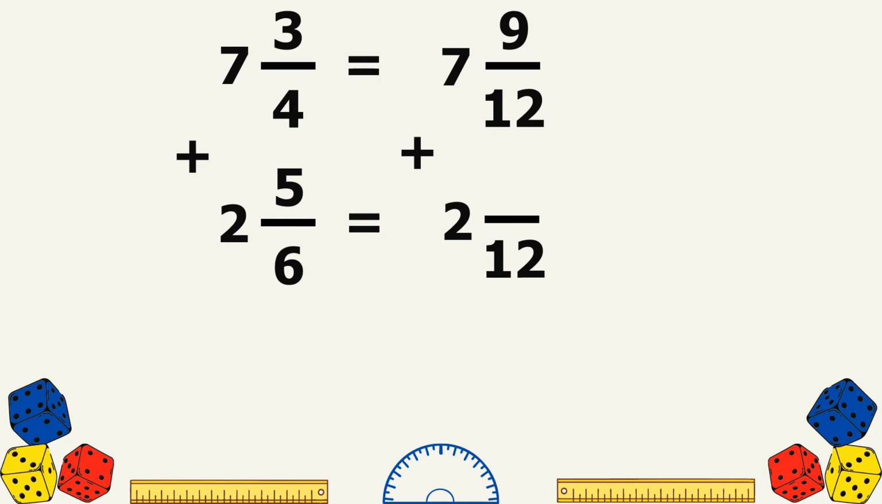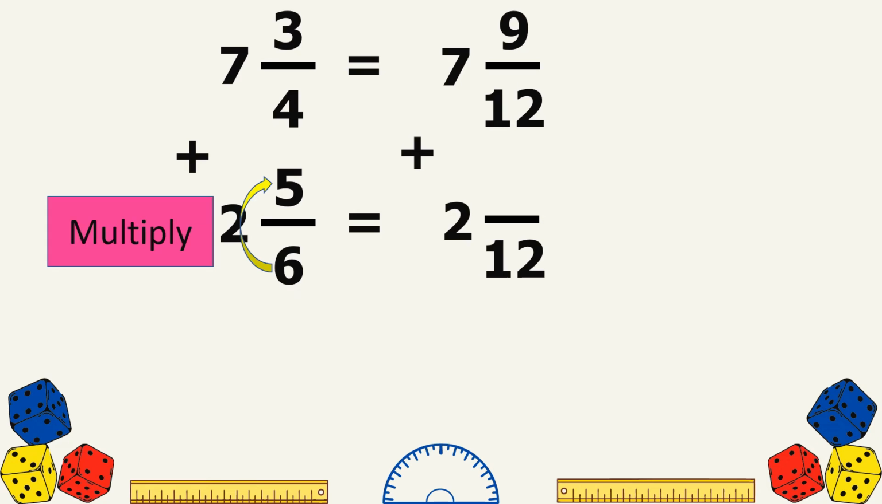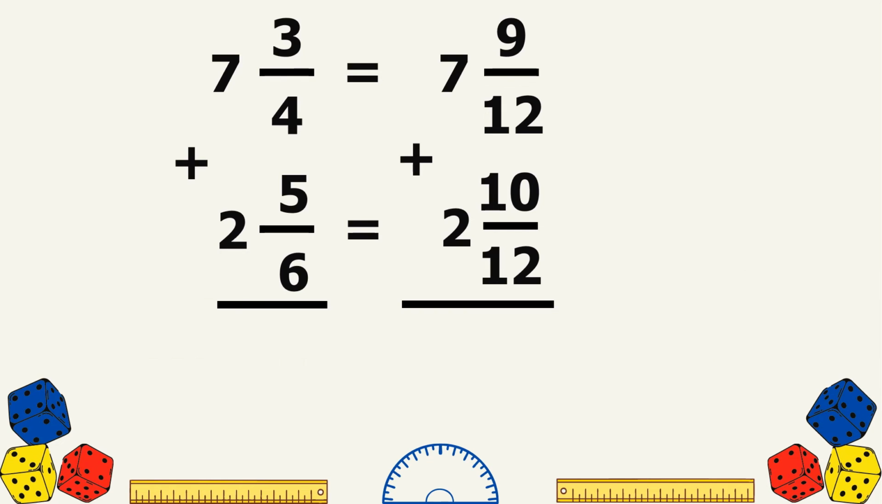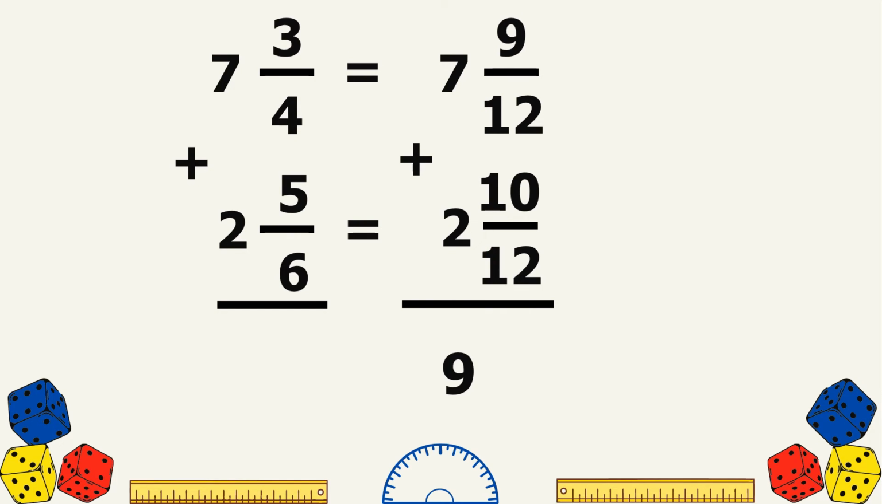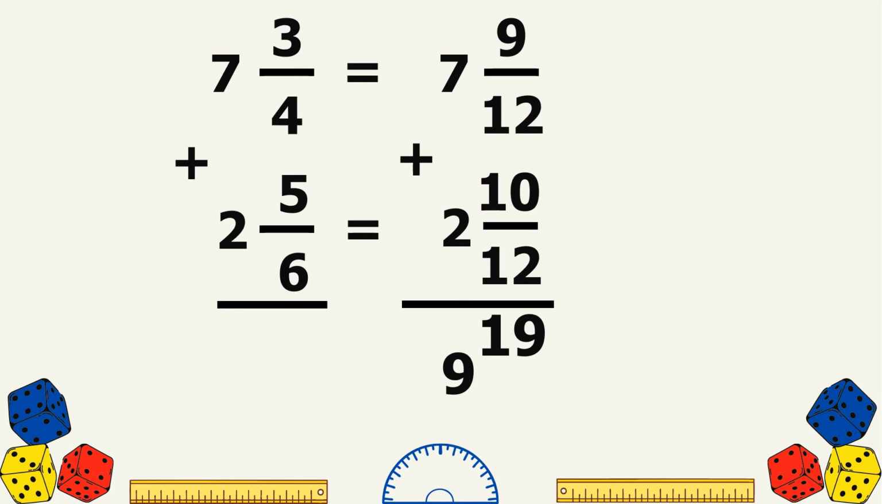Let's also find the new numerator of the second fraction. Let's divide. 12 divided by 6 equals 2, then multiply. 2 times 5 equals 10. Now the fractions are already similar, so we can proceed with addition. Let's add the whole numbers first. 7 plus 2 equals 9. Next, add the numerators. 9 plus 10 equals 19.